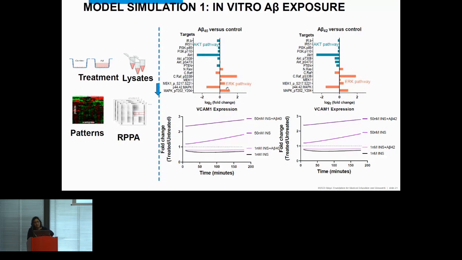Here, this is the protein data. And as expected, we saw that the AKT pathway is down and the ERK pathway is up in both A-beta 40 and 42.